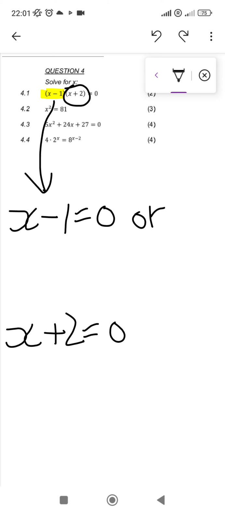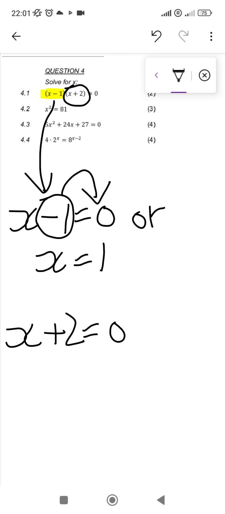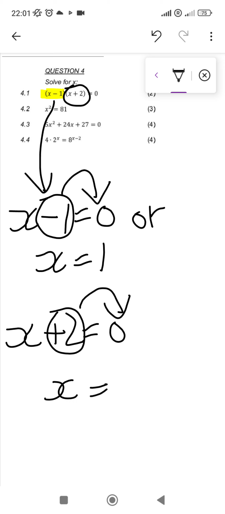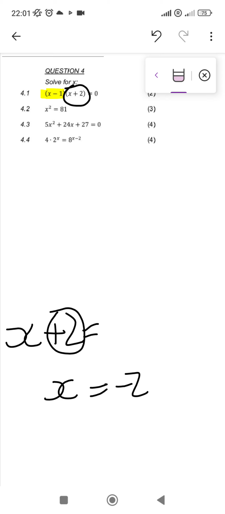So now we can simplify this. We add 1 on both sides, so x is equal to 1. Simplify this, subtract 2 on both sides, so x is equal to negative 2. Those are our two solutions over there. Right, now that was quick, that's great. Let's try and go into the second one as well.